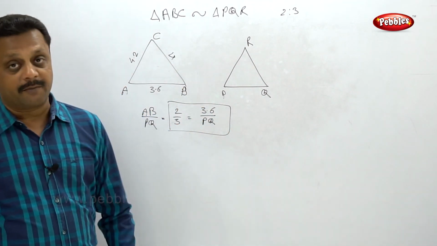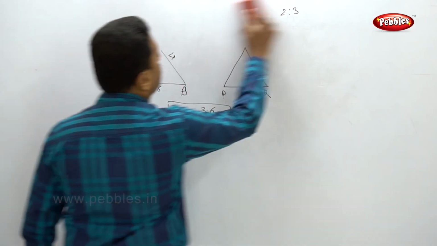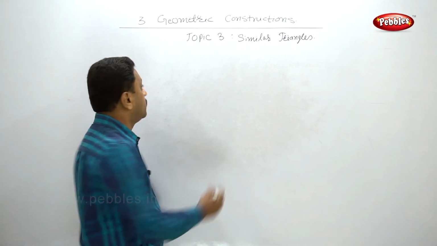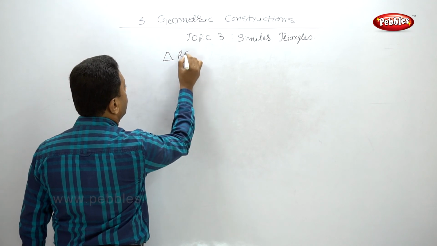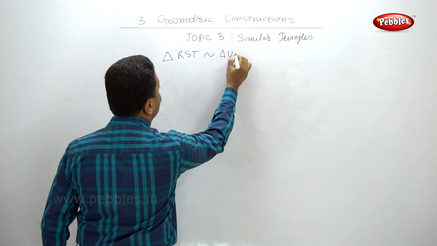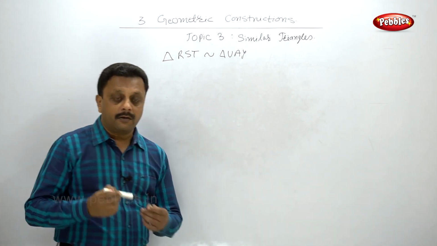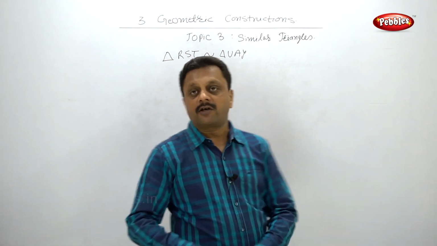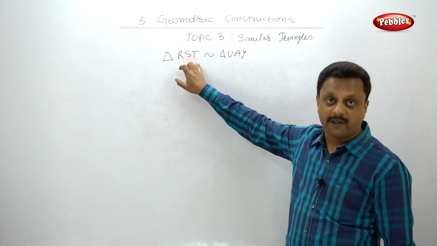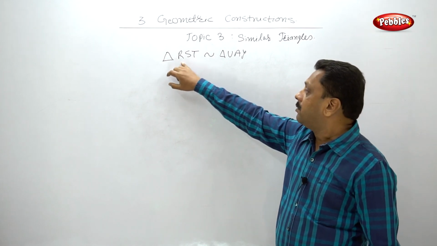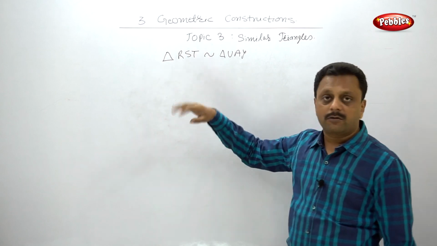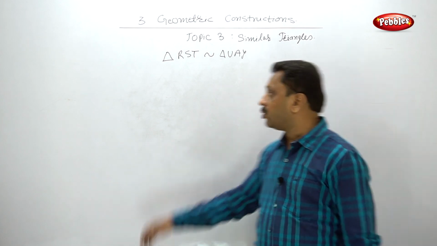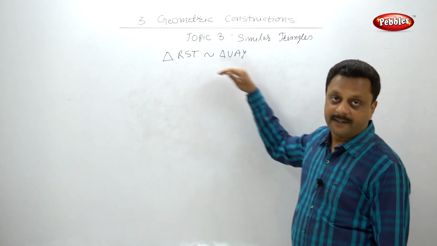Let us see one more example for finding out the similar triangles. The triangle RST is similar to triangle UAY. Do not write here by mistake YAU or AUY or something. Because if you take only RST as a triangle, then the name of this triangle can be SRT also or TSR also. But here we are talking about the similarity, so the sides are corresponding sides.